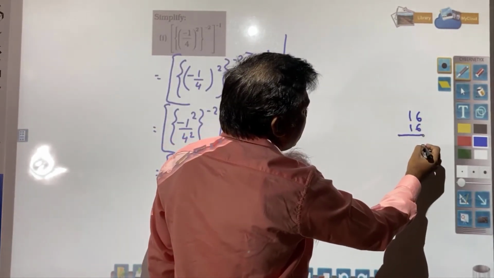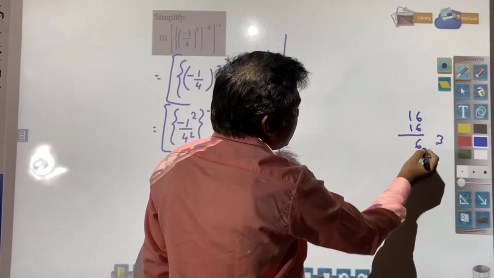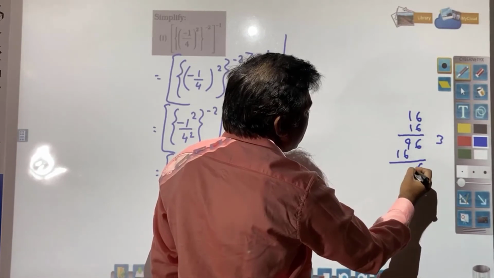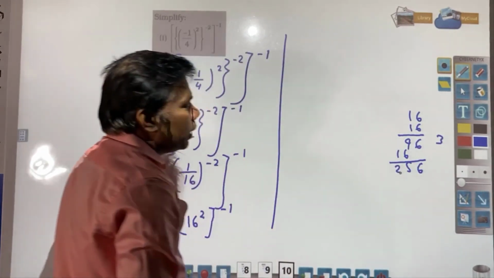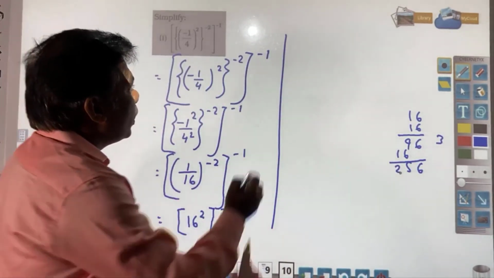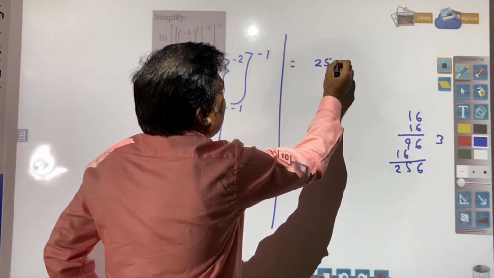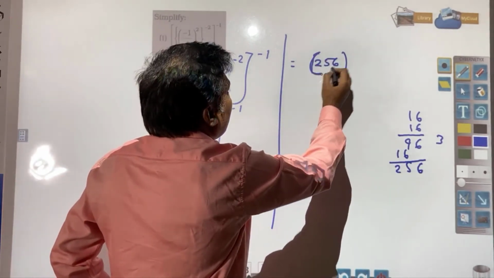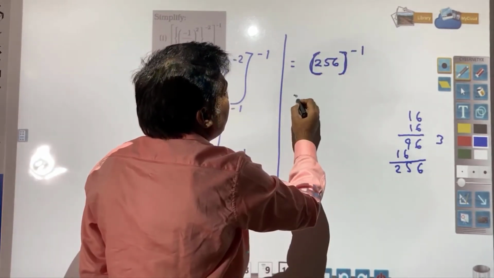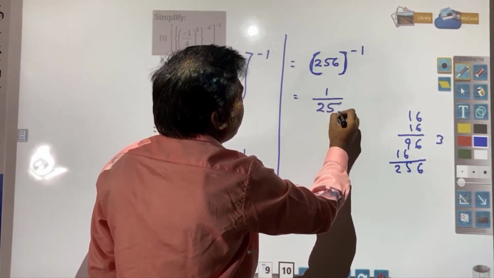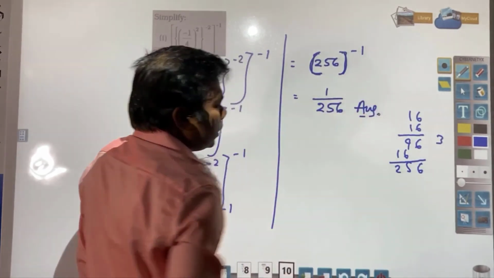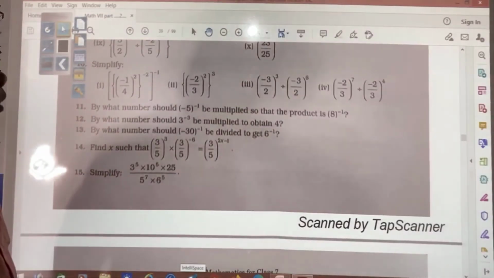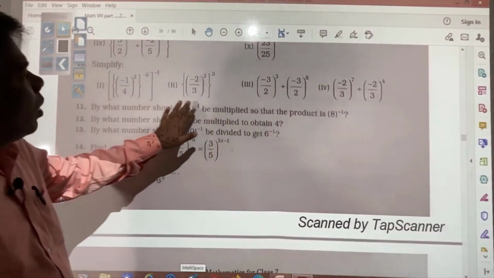You multiply 6 6s are 36. 6 1s are 6 and 3 is 9. It will be 16 times 16 equals 256. So this will be 256 to the power minus 1. And this will be 1 by 256, and this will be your answer. So I hope you will be able to solve all these questions.